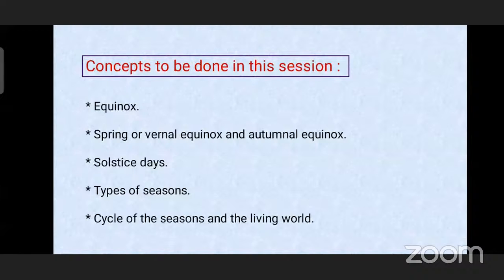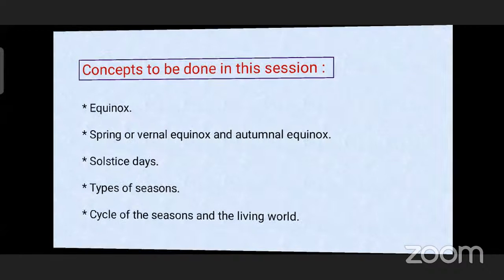So before starting this, students, we have seen that the Earth's axis is tilted. It is not moving in a straight way. Its axis is tilted. So either the southern end of the Earth's axis is towards the sun or the northern end is towards the sun. So how it happens, we will see in the next slide.